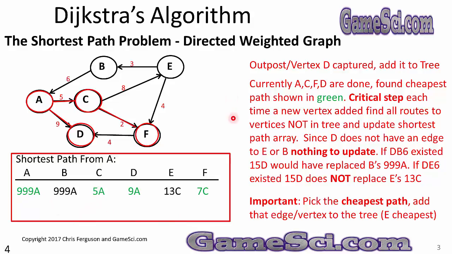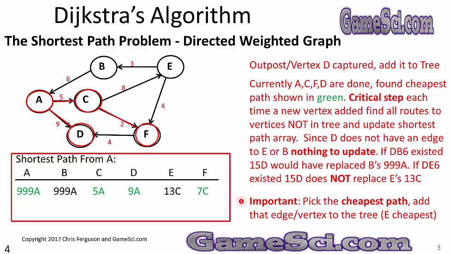Critical step. Each time a new vertex is added, find all the routes to the vertices not in the tree and update the shortest path array. Since D does not have an edge to E or B, there's nothing to update. We can't get to B. We cannot get to E. There's nothing to change in this array at this point. If a D to B, 6, existed, 15 D would have replaced B's 999 A. If a D to E, 6, existed, 15 D does not replace E's 13 C.